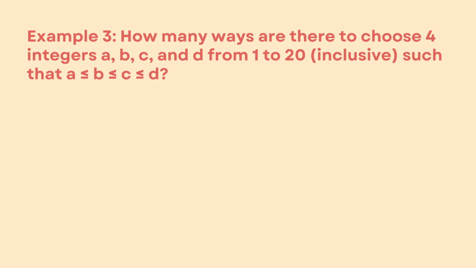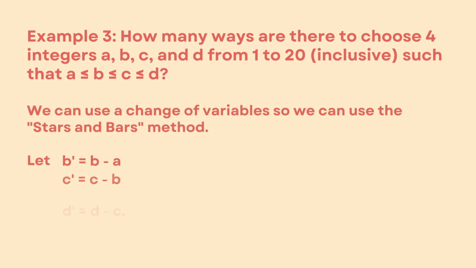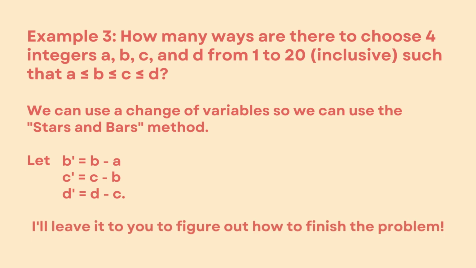How many ways are there to choose 4 integers a, b, c, and d from 1 to 20 inclusive, such that a is less than or equal to b, which is less than or equal to c, which is less than or equal to d? Well, we can use a change of variables, so we can use the stars and bars method. Let b prime equal b minus a, c prime equal c minus b, and d prime equal d minus c. I'll leave it to you to think about how to solve this problem.